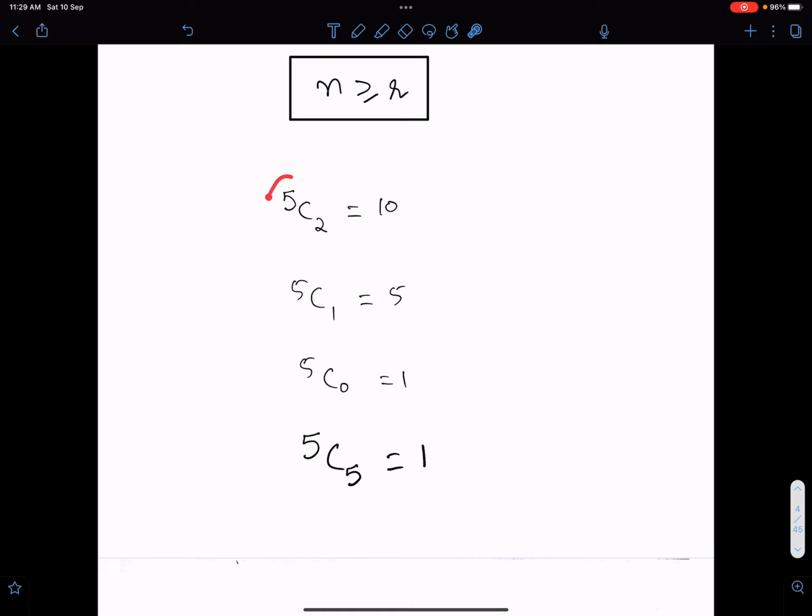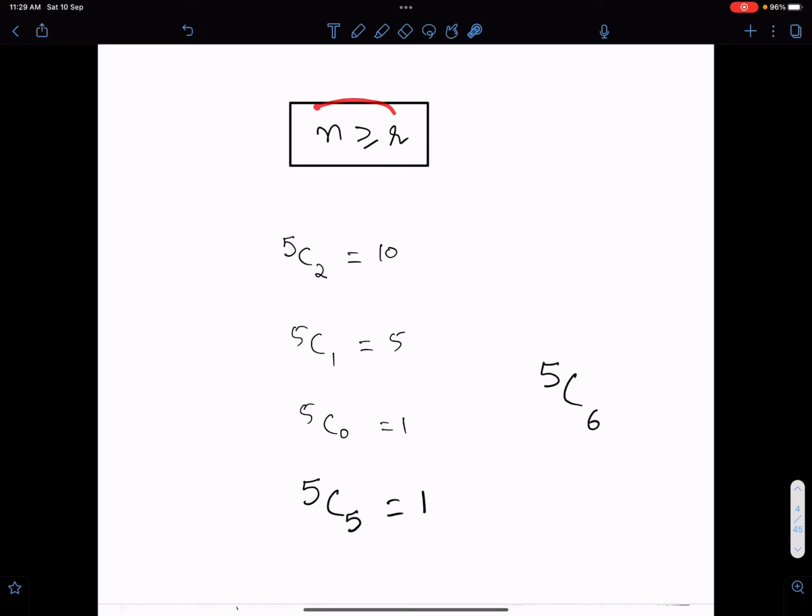And we can have any positive integer here and here. But this is not possible: 5C6, because according to this, n is always greater than or equal to r. This is n and this is r. So you won't find the value of this. This will be invalid. The calculator will give you a math error.